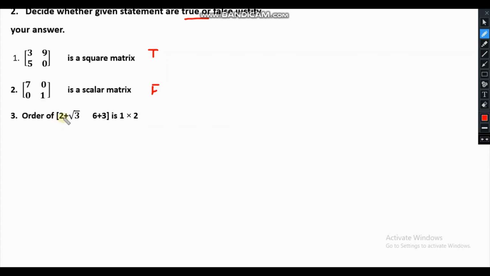The order of 2 plus under the root 3, 6 plus 3 is 1 cross 2. So it means that here one row and 2 columns, C1 and C2. So 2 plus under the root 3 is one element here, and 6 plus 3 is one element, so it's called 1 by 2, so it is also true.